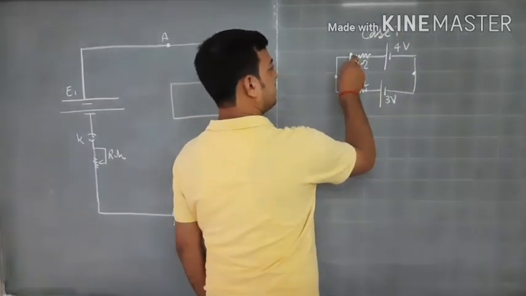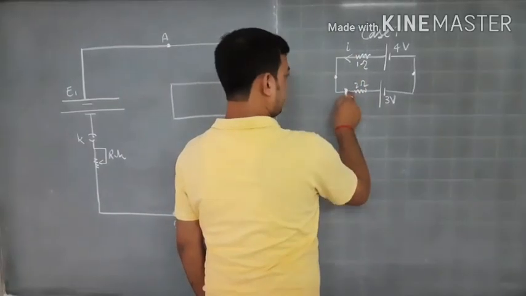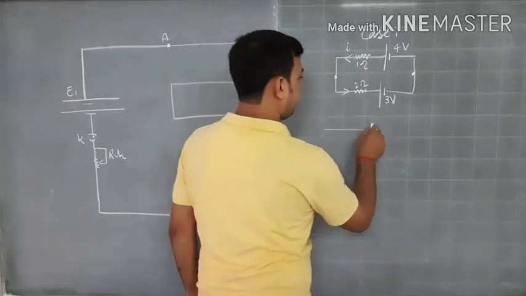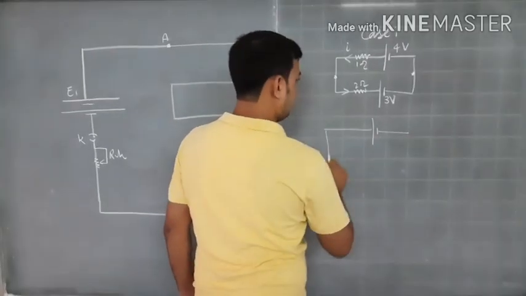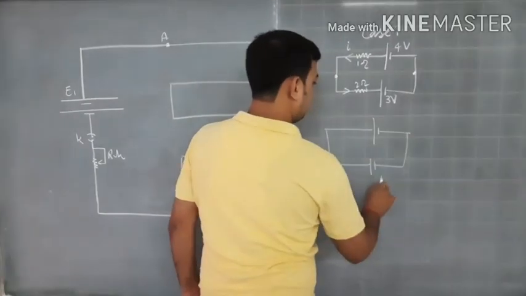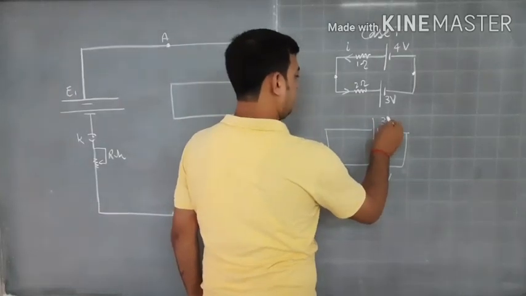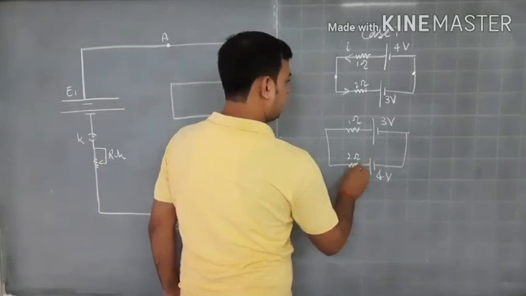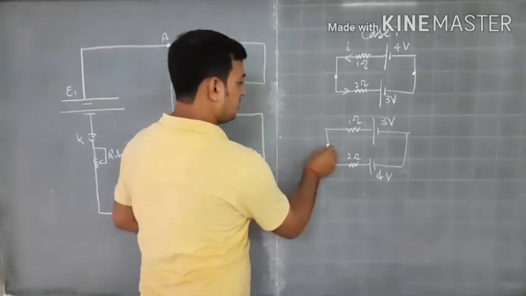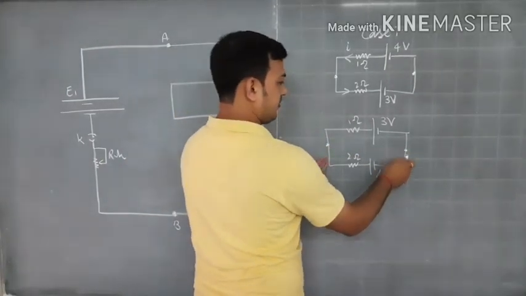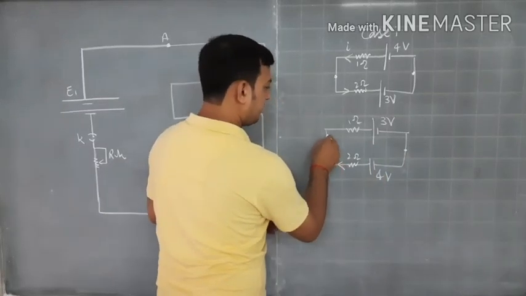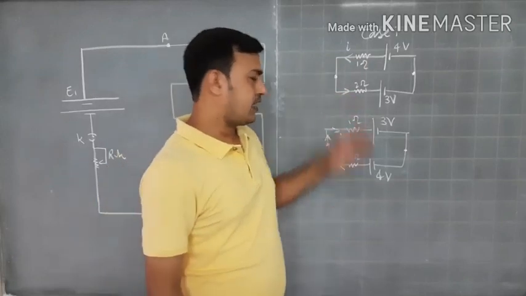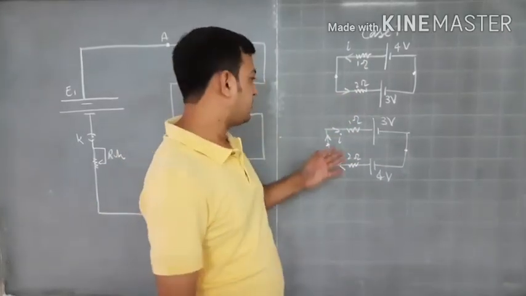The 4 volt battery is powerful, so it will drive the current in the circuit. On the other hand, if I replace the batteries, this will be 4 volt, this is 3 volt, then my 4 volt battery is still powerful because the potential drop is strong in the bottom part, so this battery will drive the current in the circuit. So if two batteries are connected, then the more powerful battery drives the circuit.